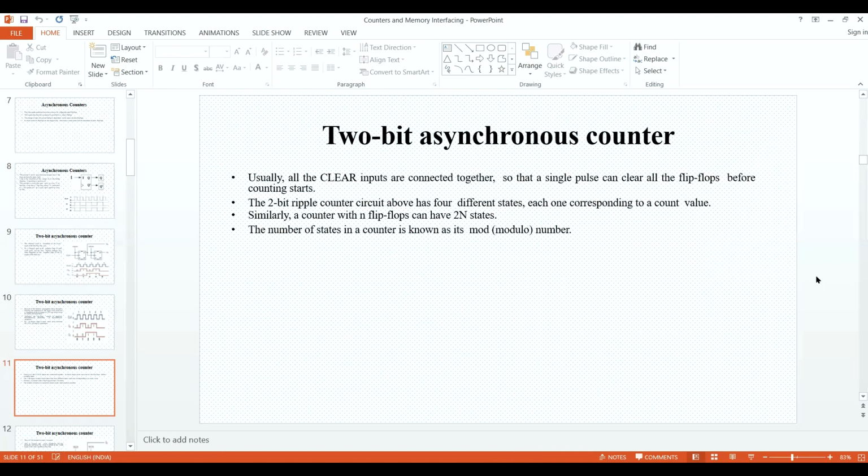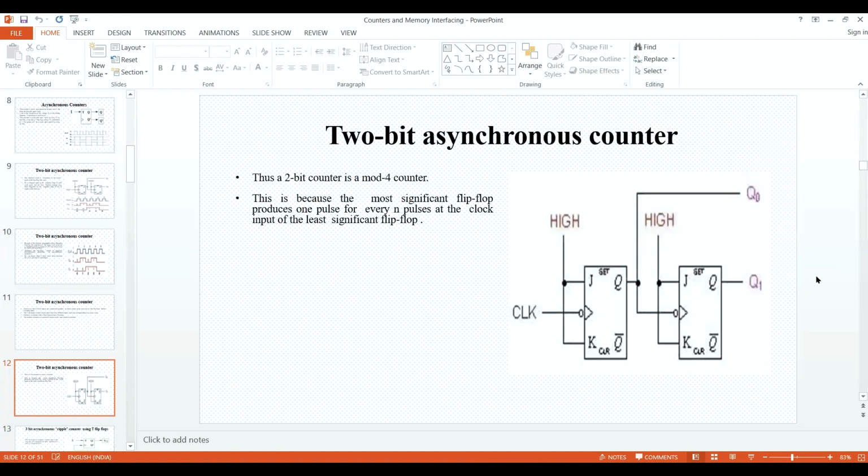And the number of states in a counter is known as the modulus. So normally we name it a mod counter. So remember, asynchronous counters are normally named as mod counters. Like if I talk about a 2-bit counter, it is a mod 4 counter because the states are 4.